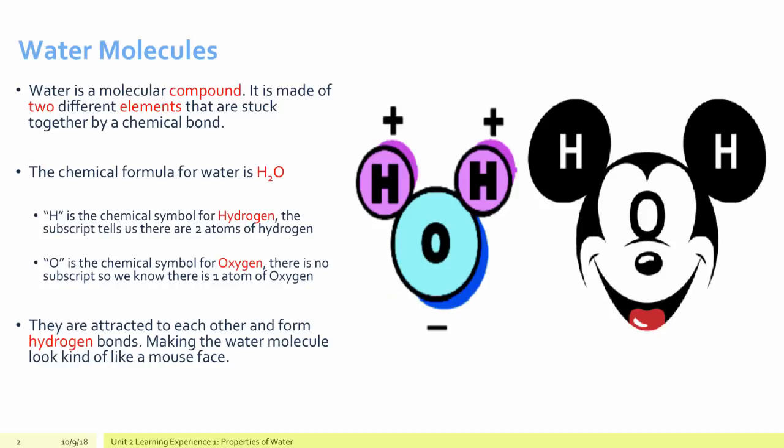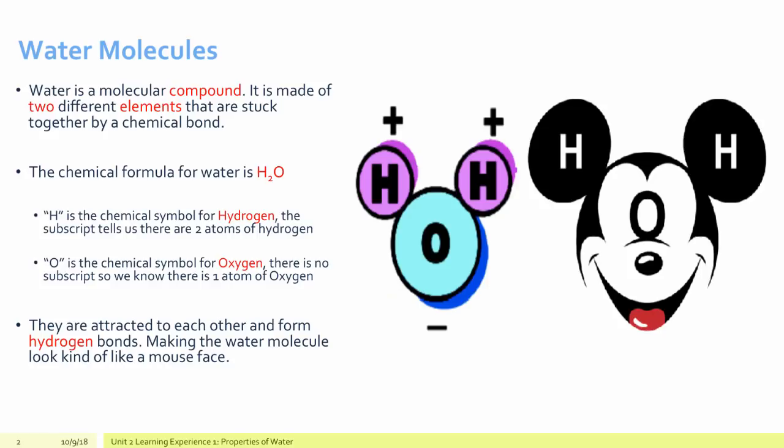The two elements in this formula that we can identify are hydrogen, which is represented by the chemical symbol H, and oxygen, which is represented by the chemical symbol O. And we can even use this formula to identify how many atoms of each element there are. The subscript for H is 2, so that tells me there are 2 hydrogen atoms. And there's no subscript for O, so there is only 1 oxygen atom.